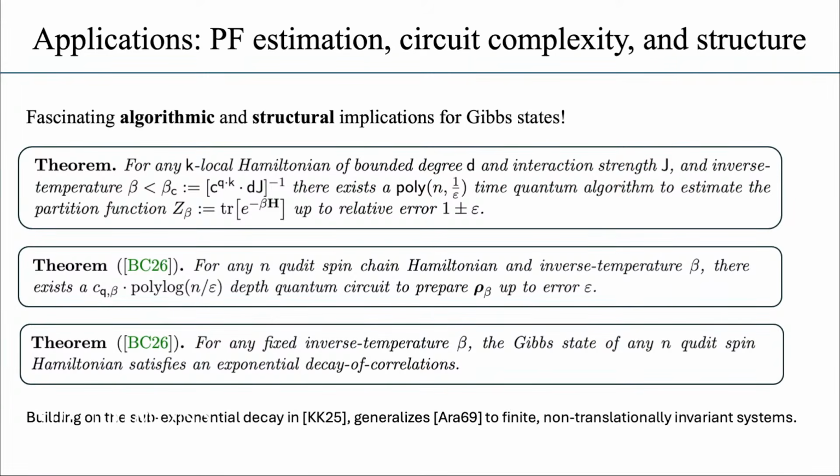Yeah. The last two, right? Yes, both of them are for 1D. Just the middle theorem.